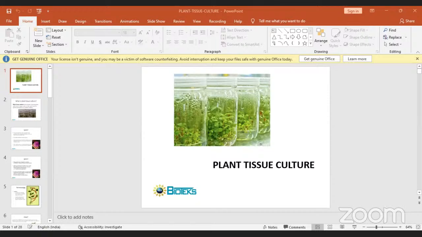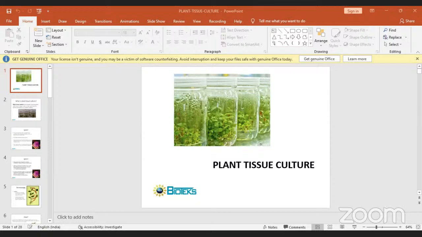First of all, you cut the shoot tip. Then the shoot tip is surface sterilized with sodium hypochlorite. Then it is transferred to distilled water. Then scales are peeled off, and you get the apical tip. Then it is transferred to the MS medium. Already I told you, MS medium is Murashige and Skoog's medium, which we discussed at the start.